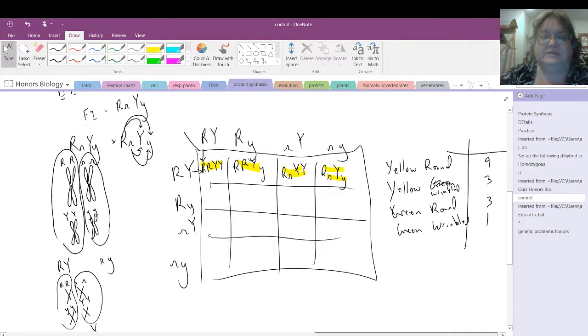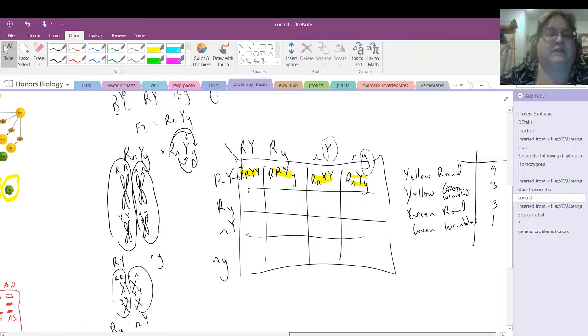By all means, sit back, look at your Punnett square that you completed, and if you're not finding that 9 to 3 to 3 to 1 ratio, one of the common mistakes is your Y's are not clear enough. A lot of people forget to make the big Y big and the little y little, and then it's easy to misinterpret that. So, see you in the next video.